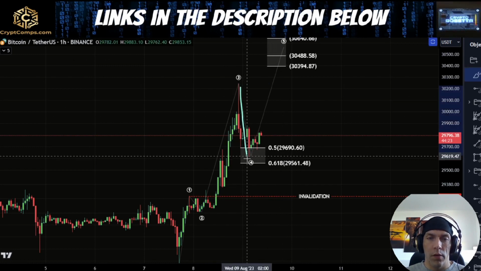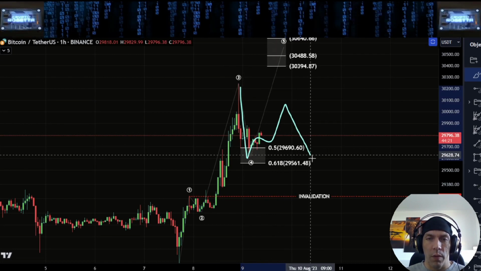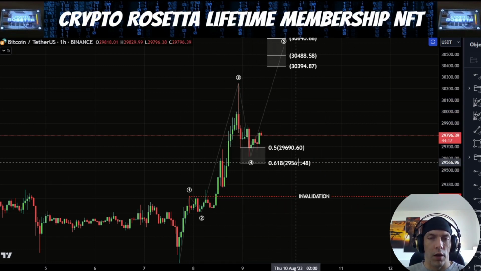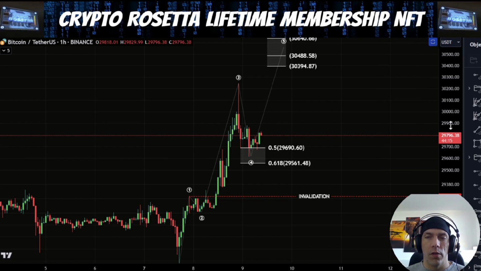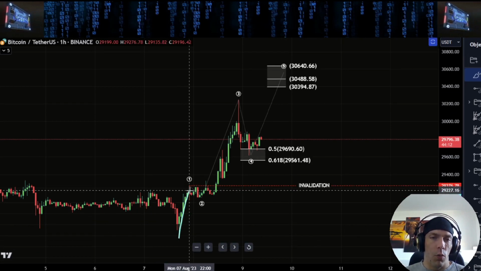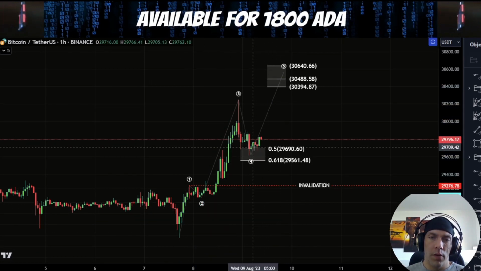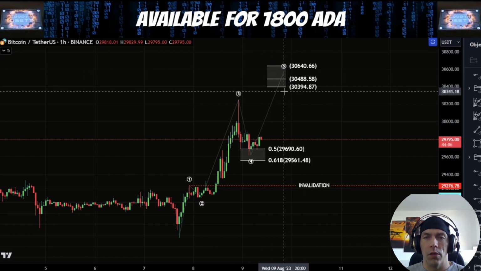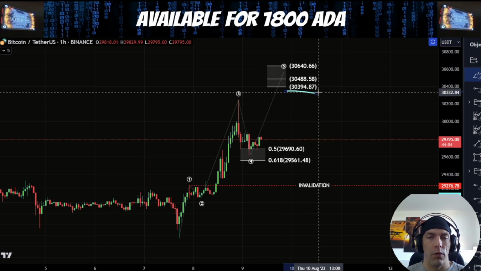If we do see price do something like this as a 3-wave move up and then come back down, this becomes very unlikely to be the current structure that I'm looking at. Now, if we are looking at this idea of this being a bigger 1, 2, 3, 4, and a 5, I want to see a 5th wave looking to potentially target this area here of this 30,640 to this 30,394.